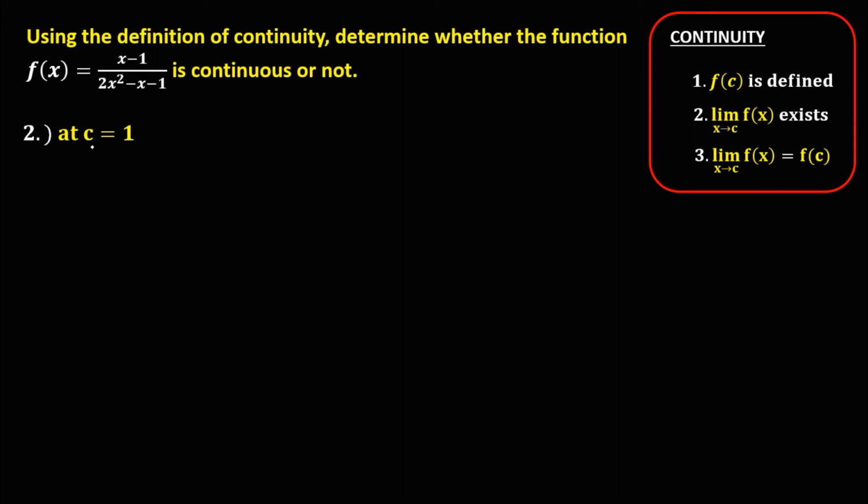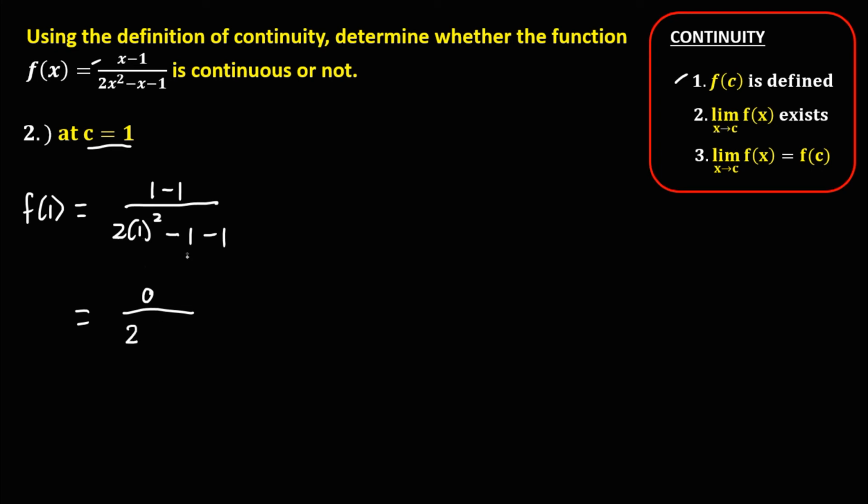Then for this given, at c equals 1, for the first condition, f of c is defined. So f of 1, because c is equal to 1. From this function, we have 1 minus 1 over 2 times 1 to the power 2 minus 1 minus 1. So 1 minus 1, this one is 0, over 2 times 1 squared, that's 2. Then negative 1 and negative 1, that's negative 2. Then we have 0 over 2 minus 2, that's 0.